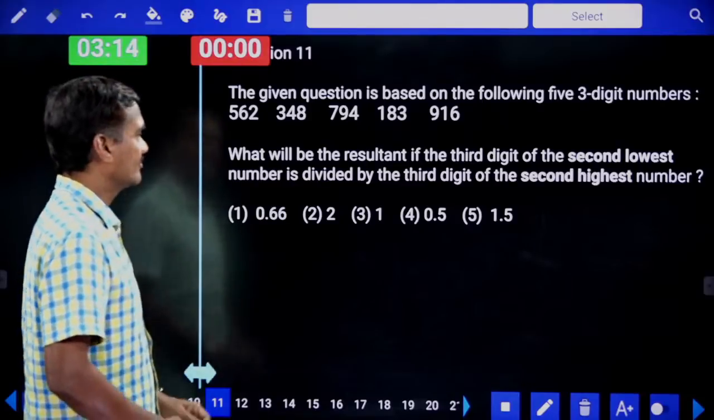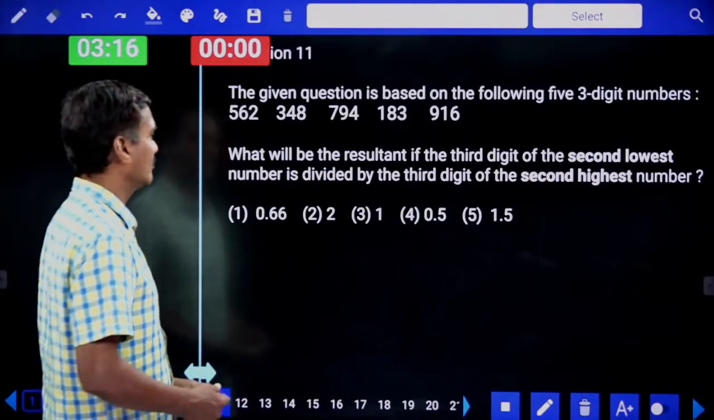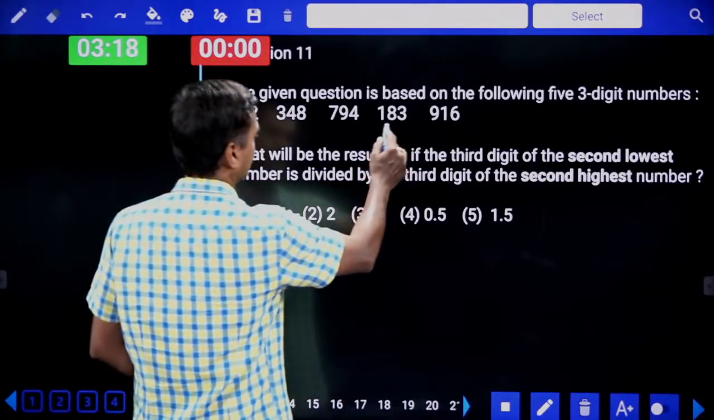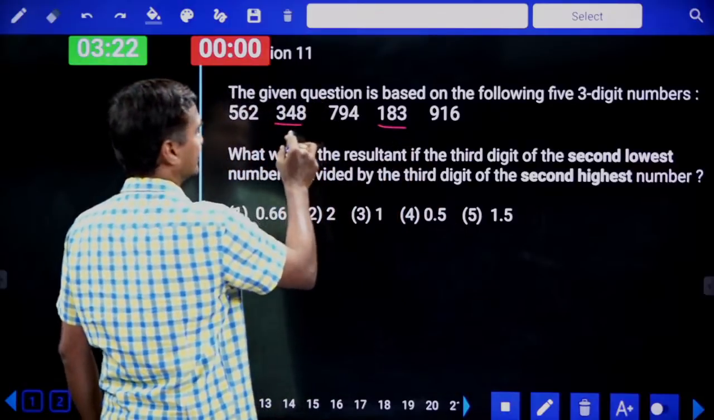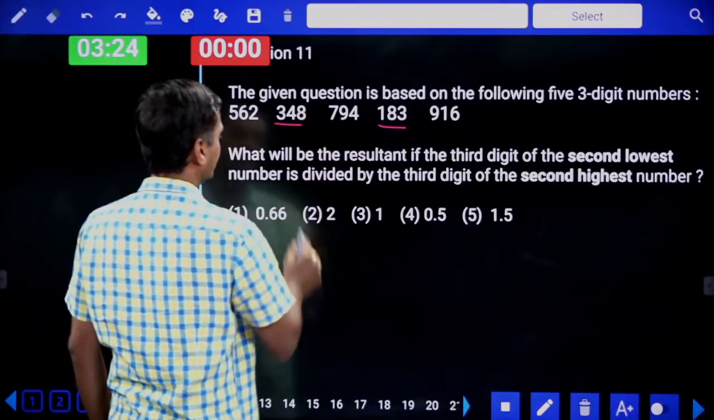Now in this line, what will be the resultant if the third digit of the second lowest number? Now 183 is the lowest and second lowest. What is the second lowest here? And 348 is the second lowest here. And in this one, third digit is how much?